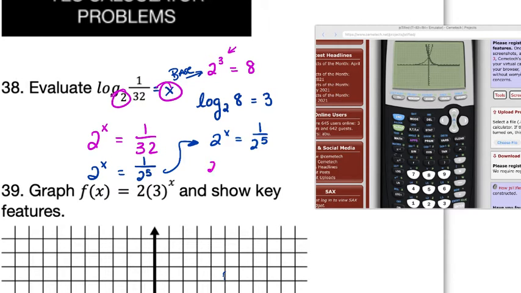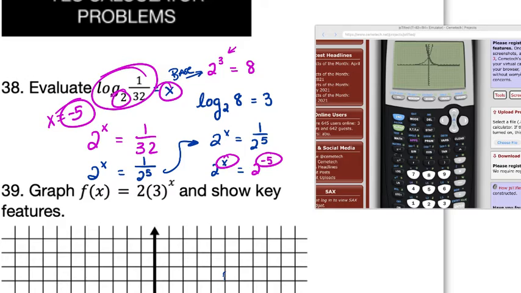I'm going to try to work on just the right side, so I'm going to leave this left side. The right side, I'm going to rewrite as 2 to the negative 5th, because that's just working that exponent law in reverse. And now I can see what x is. Hey, what's this logarithm equal to? X. What's x equal to? -5. This logarithm is -5.